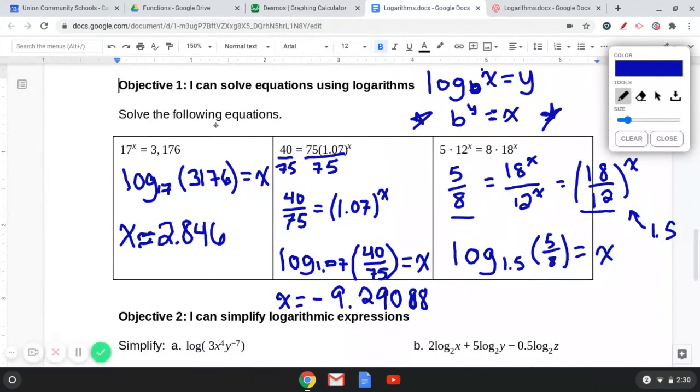And yes, you can check your work with this one. I won't do that, but feel free to do that on your own. So this means x equals negative 1.15917. And this is how we can solve equations where the variable is in the exponent. We can use logarithms because the inverse of an exponential equation, function, or expression is a logarithmic equation, function, or expression.